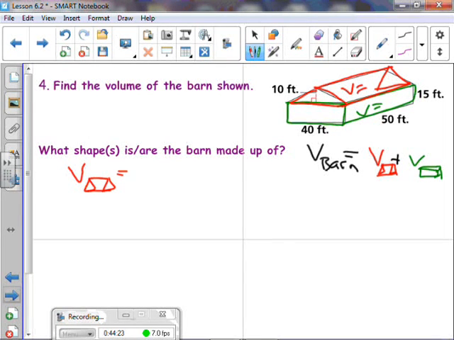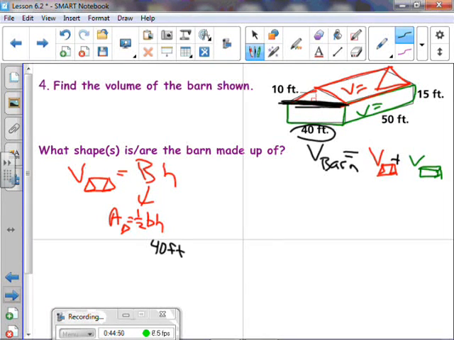And that is equal to, again, the base times the height. But my base is a triangle, so the area of that is equal to 1/2 times base times height. And I need to be very careful to pick my correct base. The base of my triangle is this right here. That's my base, and that is 40 feet. So I'm going to plug that in for base. And then my height of my triangle is this height right here, which they tell us is 10 feet. So I'm going to plug in for height 10 feet.